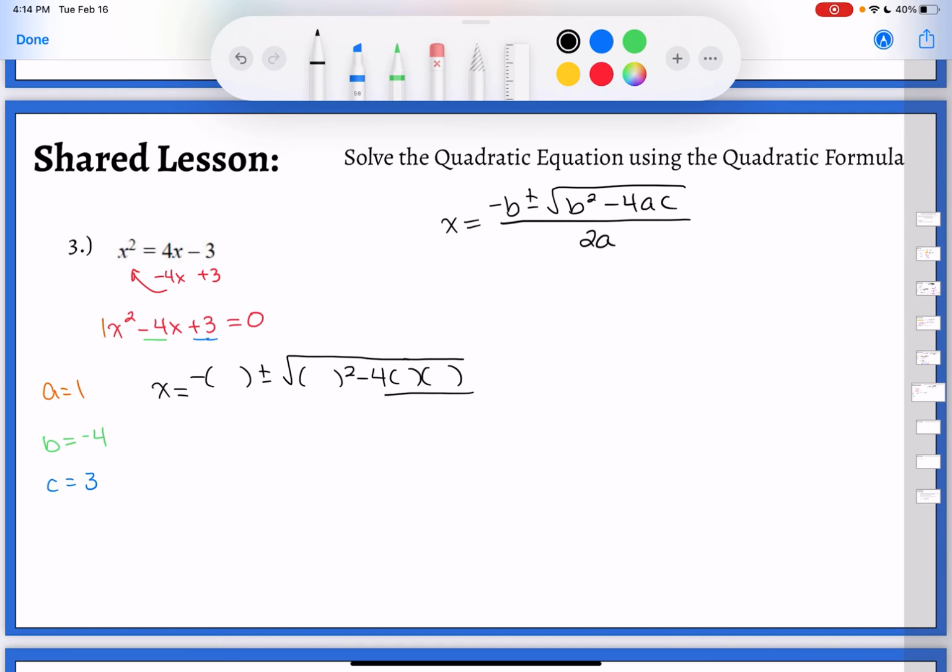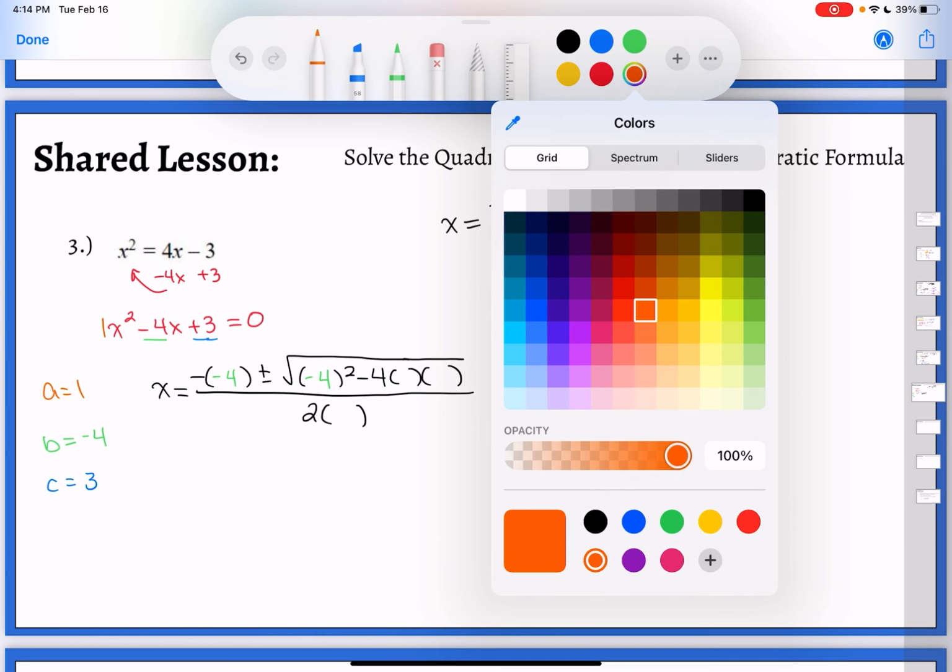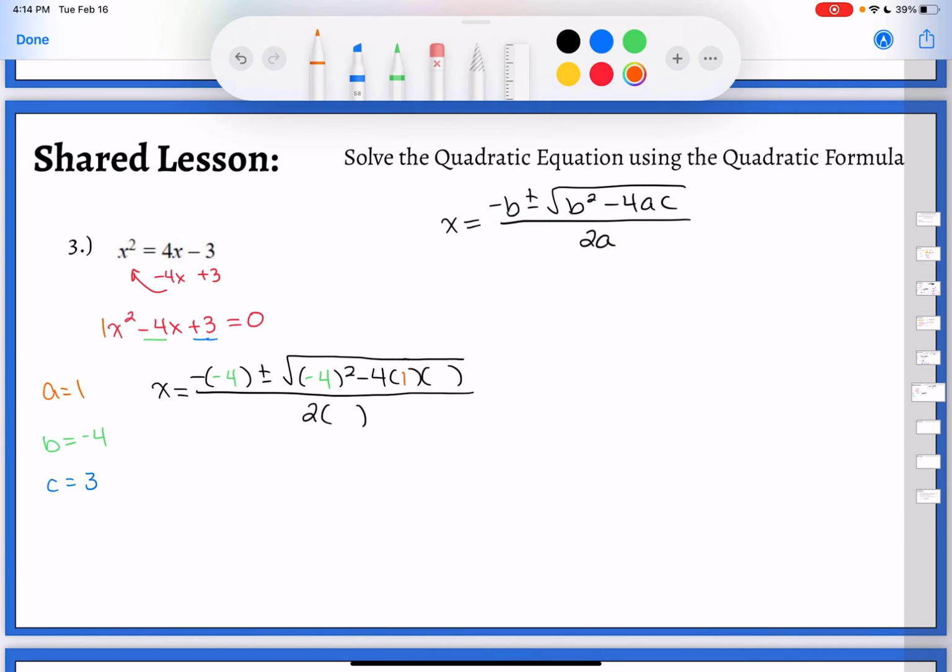Oops, didn't make it go far enough this time. There we go. Okay, plug everything in the right spot. Negative b, two negatives in that one, be careful. Plus or minus square root of b squared, negative number in parentheses, be careful. And then I've got 4ac divided by 2a. So I've got all my numbers in my right spots now.